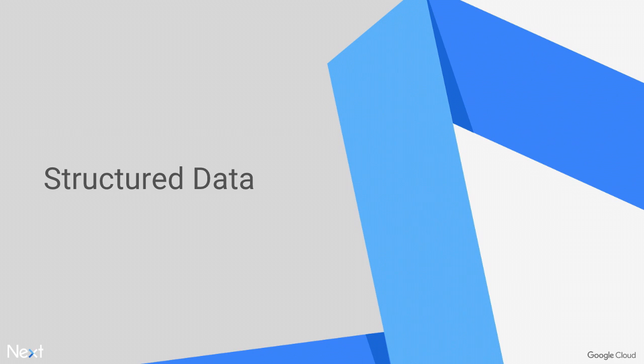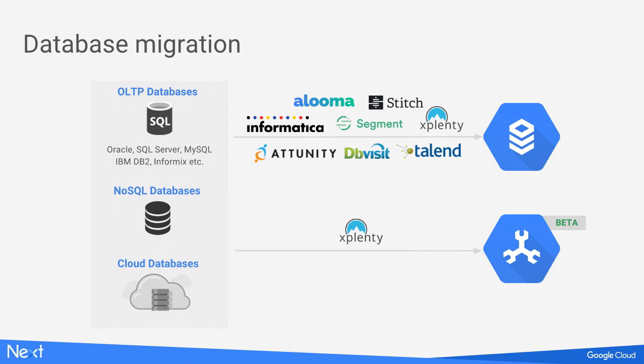So let's cover structured data. Structured data is more of a partner play. We have a number of partners who can help you migrate data from on-premise databases or even other cloud databases to Cloud SQL and Spanner. We have Informatica. Xplenty supports both flavors of Cloud SQL, MySQL and Postgres. Segment, Stitch, Talend, and Illuma support Postgres, SQL, and DBVisit at Unity supports MySQL only.